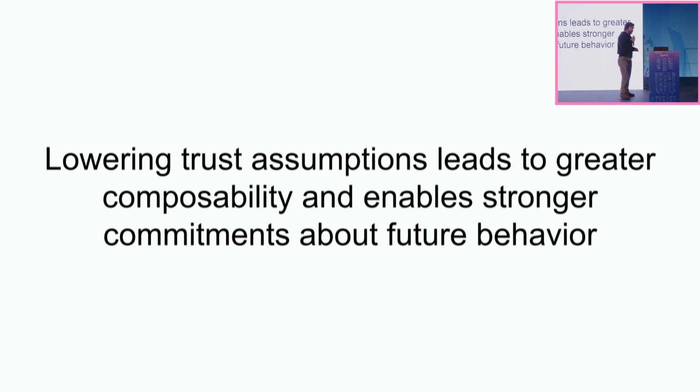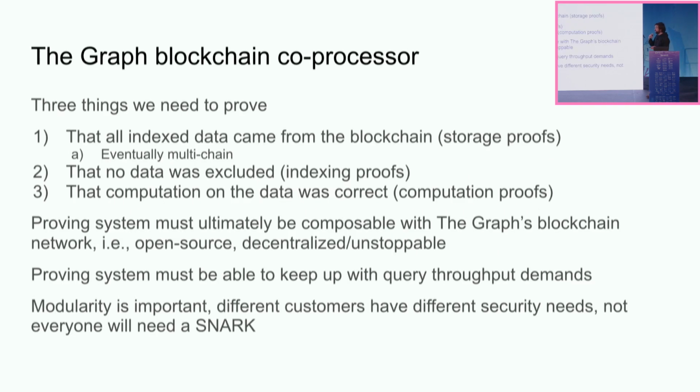The big thing here is lowering trust assumptions. It leads to greater composability, stronger commitments, and enables stronger commitments about future behavior. So that's what we want to remove. We want to remove the arbitration council. We want to be able to provide stronger commitments. We want to make it easier to integrate and put less trust in humans and more trust in math.